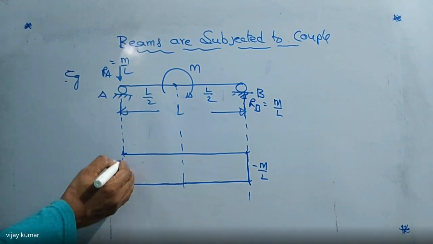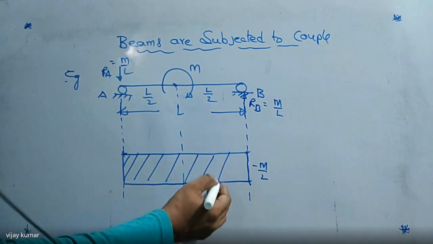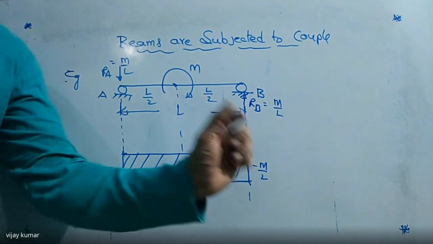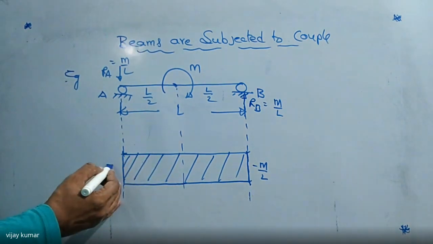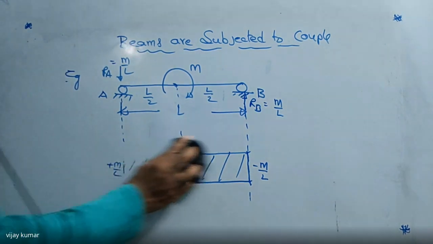And if we come to this one, it becomes zero. So this one, we can take either positive M by L or negative M by L, but the directions are opposite, though the magnitude is the same. So this is the shape of the shear force diagram. Here also we are getting plus M by L. Now I'm going to draw the bending moment diagram here.